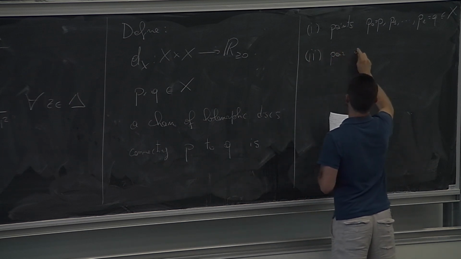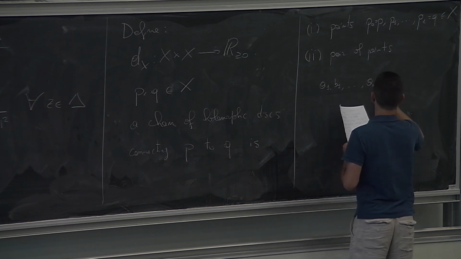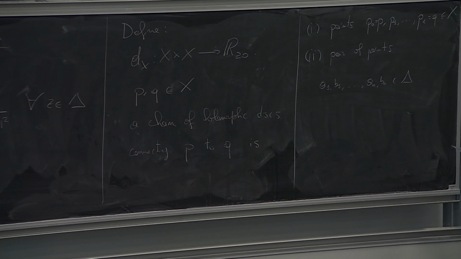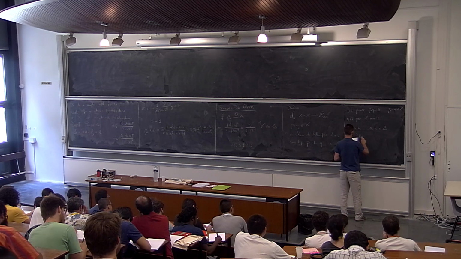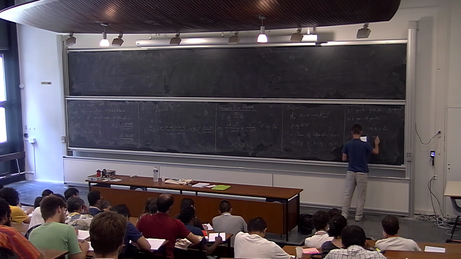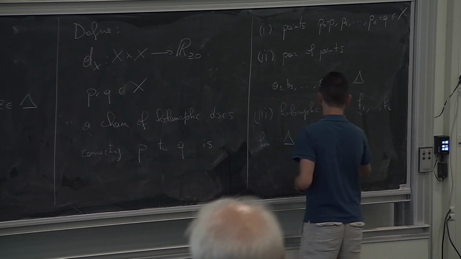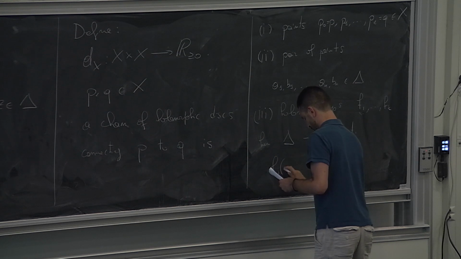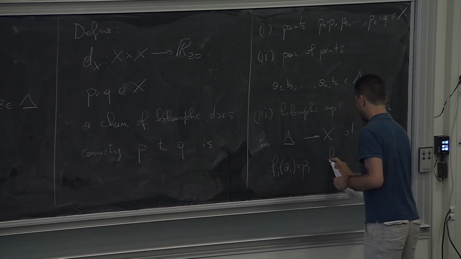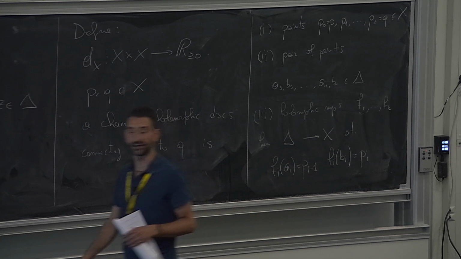2, pairs of points A1, B1, up to Ak, Bk in the unit disk. And 3, holomorphic maps F1, up to Fk from delta to X such that Fi of Ai is equal to P(i-1) and Fi of Bi is equal to Pi. Okay, so that's a chain of holomorphic disks. So what am I doing?